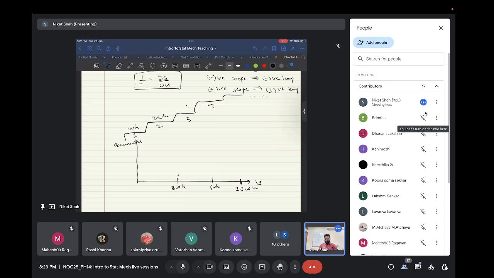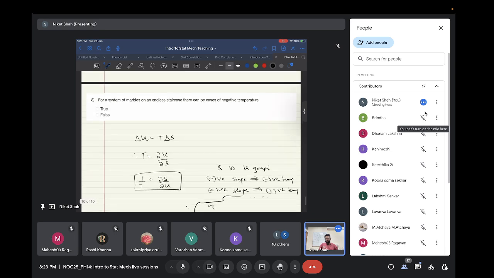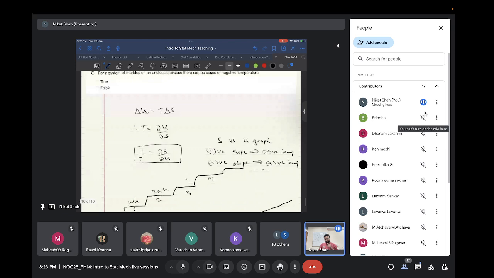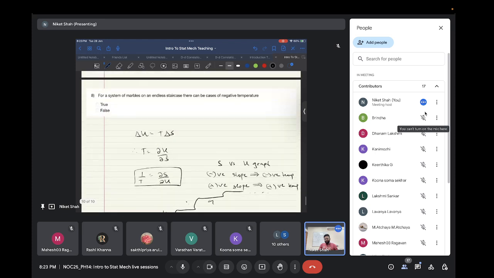So in this case, I'm not drawing the exact trend here, but what I'm trying to show is you will always have a positive slope, because the number of occurrences keeps on increasing. That is why, because you never have a negative slope, you never have negative temperature in this. You always have positive temperature. So the statement that for a system of marbles on an endless staircase there can be cases of negative temperature is false.